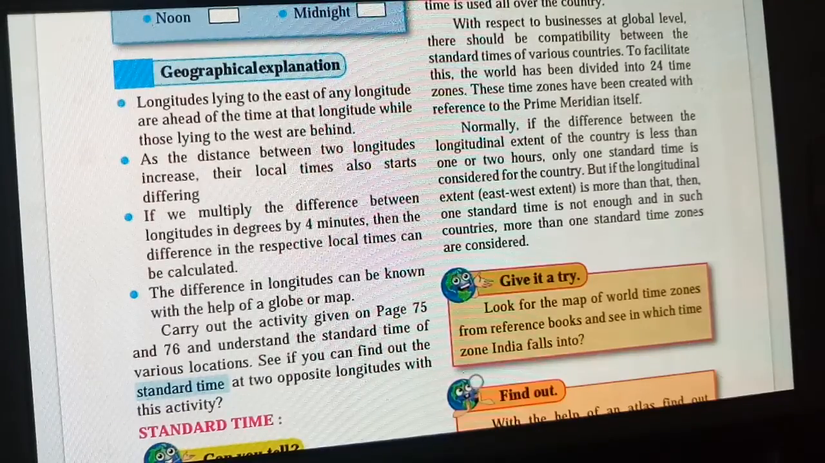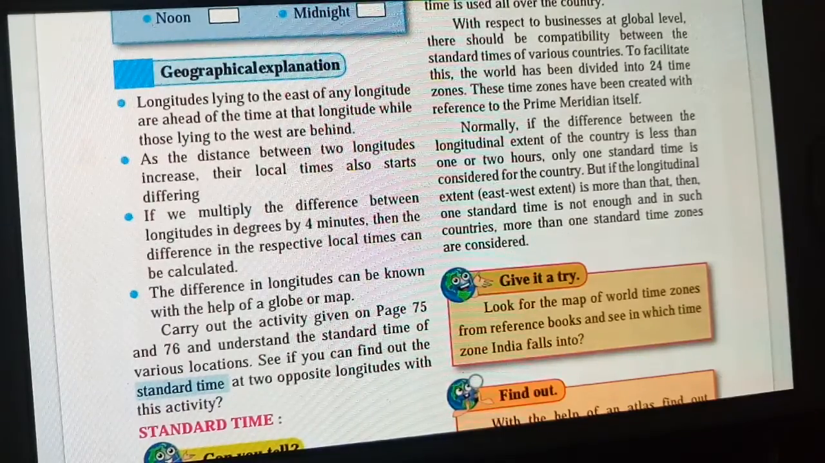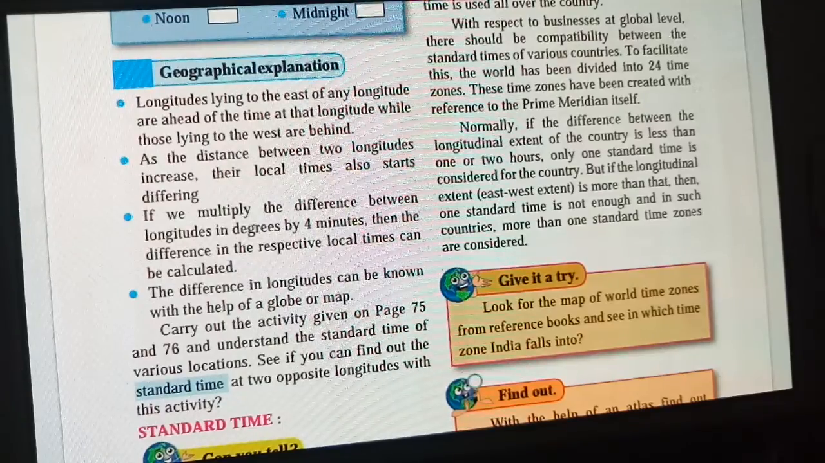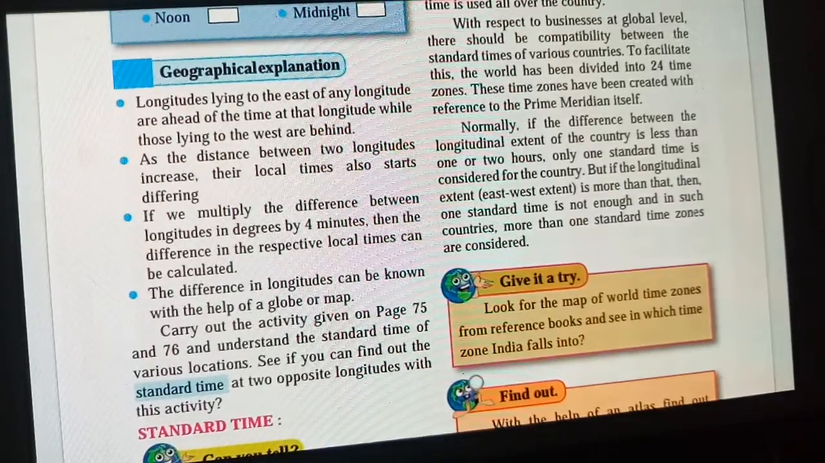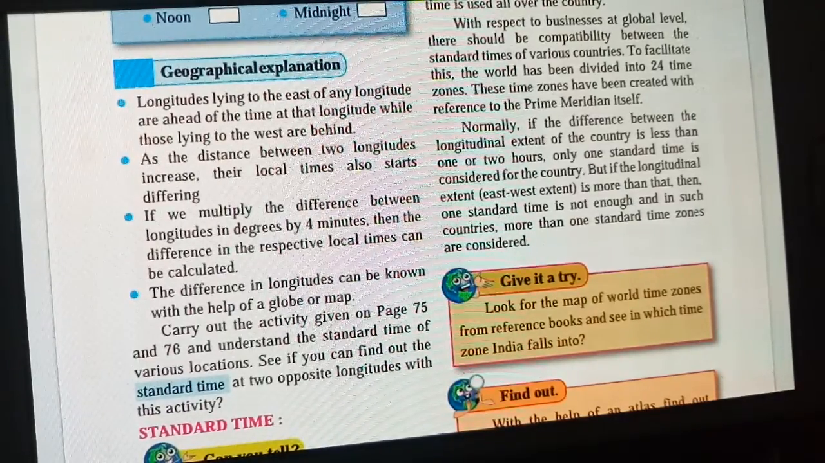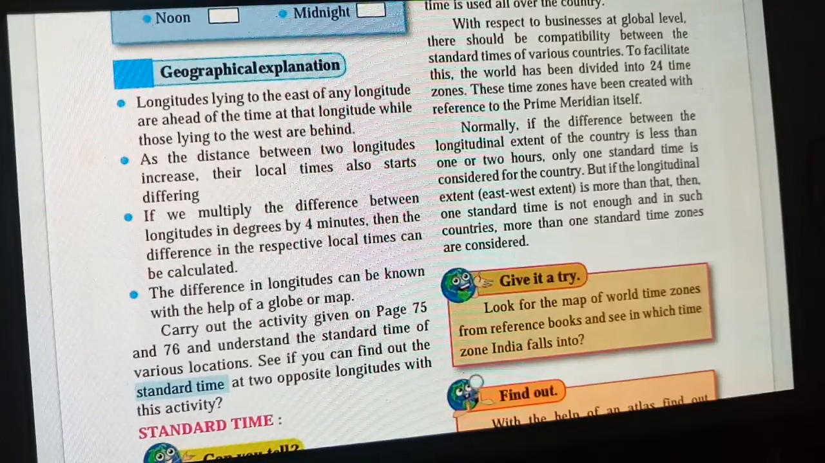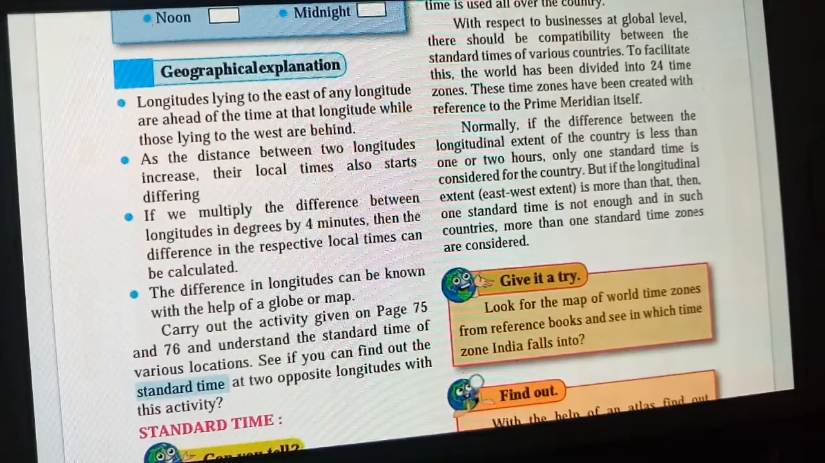Longitudes lying to the east of any longitude are ahead of the time at that longitude, while those lying to the west are behind. So the longitudes which are lying to the east are ahead, but when the longitudes are lying to the west, they are behind. As the distance between two longitudes increases, the local time also starts differing. So the distance between the longitudes differs because of the local timing.